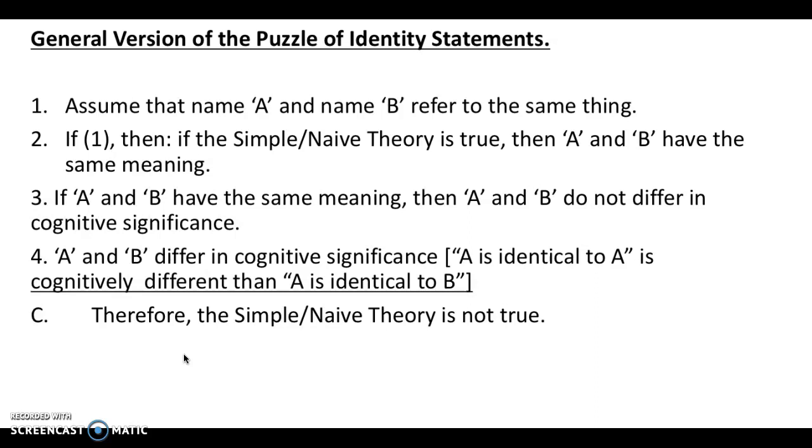But of course, if something is named A and B, there is going to be a difference in their cognitive significance. We saw this with the example of the sentences, the morning star is the morning star and the morning star is the evening star. These sentences seem to differ in some way cognitively speaking, even though the terms the evening star and the morning star refer to the exact same thing. Therefore, it must be that the simple theory is false.